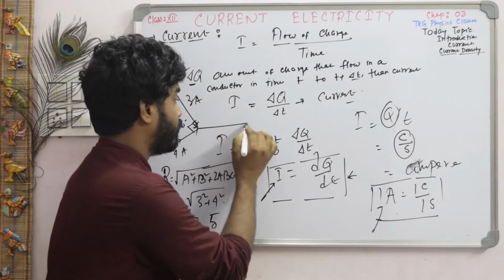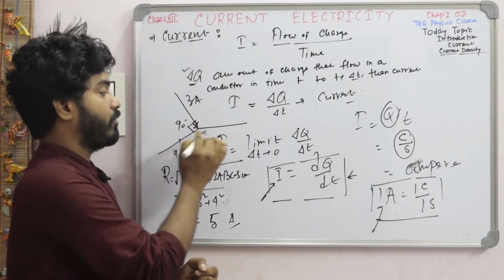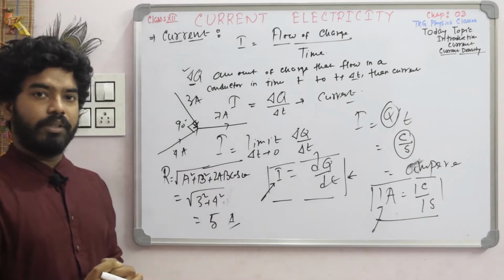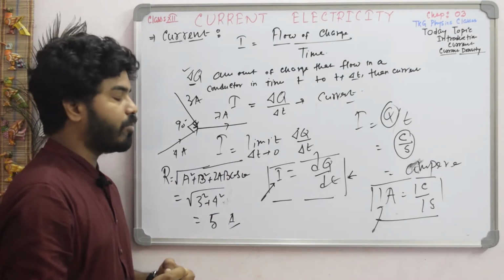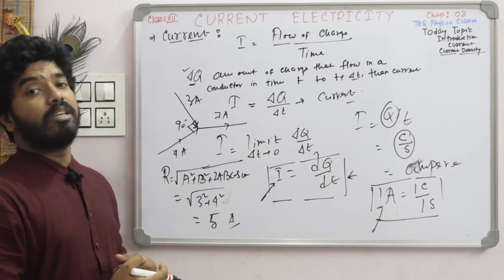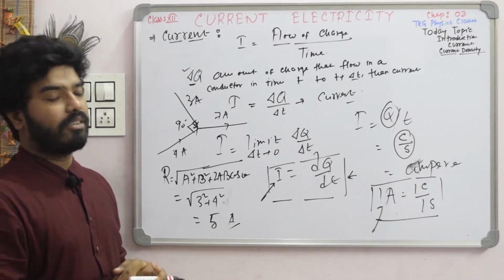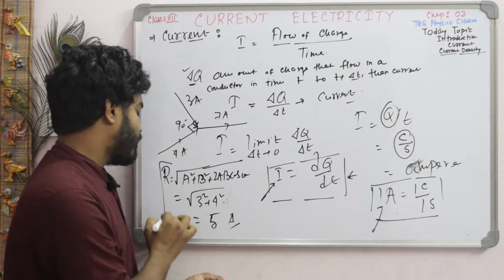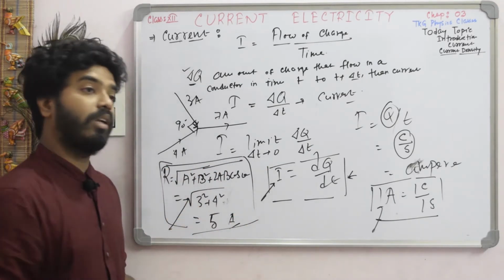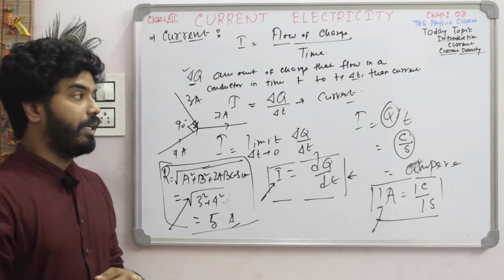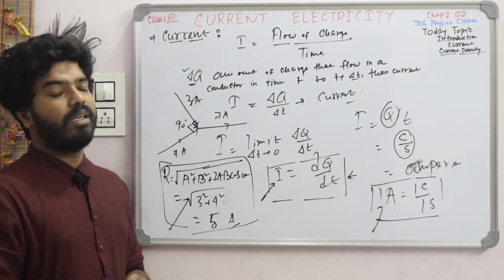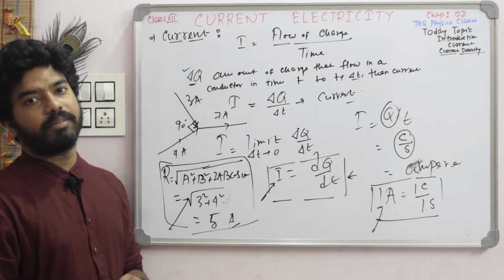But the actual resultant current will be 3 plus 4, so this becomes 7 ampere. Here the resultant current is calculated by simple algebra, not by the vector law of addition or this formula. So, can we say current is a scalar? No, actually current is a tensor.